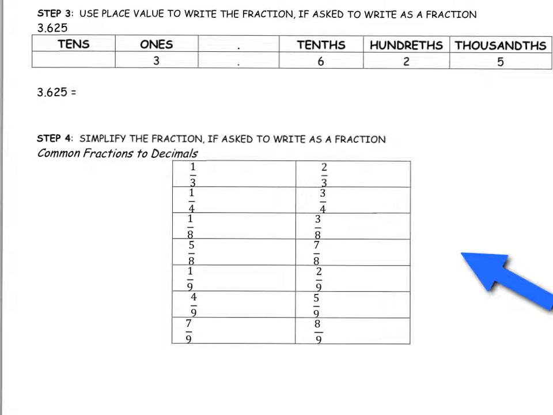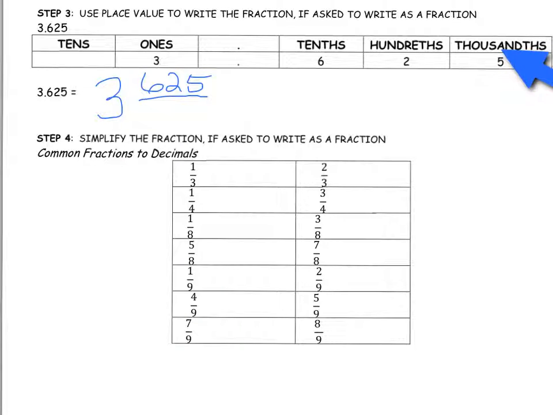So what we're going to do is write 3 and 625 thousandths as a fraction. So I'm going to keep my whole number, which is 3. I'm going to write the decimal as my numerator. And then the very last place value, you'll notice the 5 is in the thousandths place. That tells me what my denominator is. So I'll write 1,000.